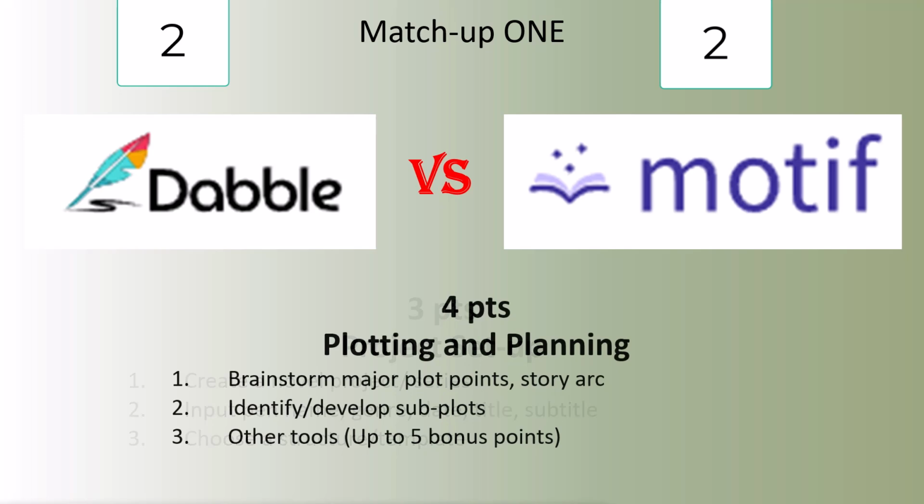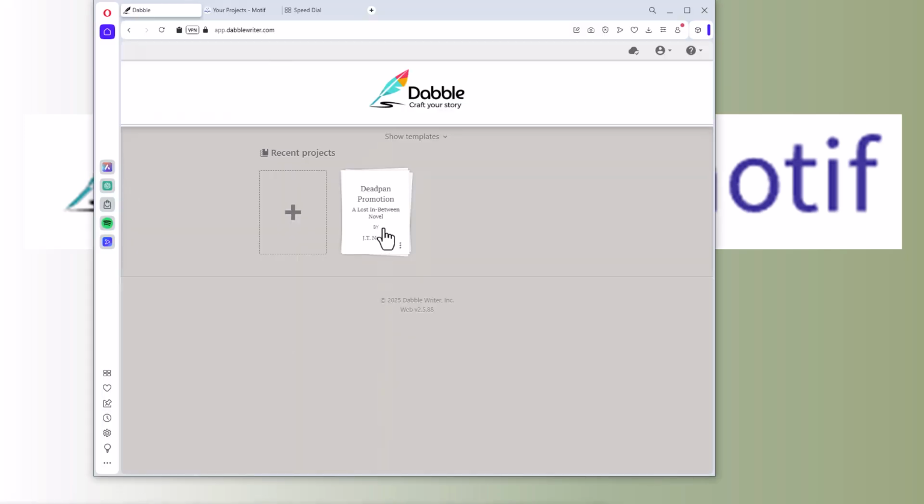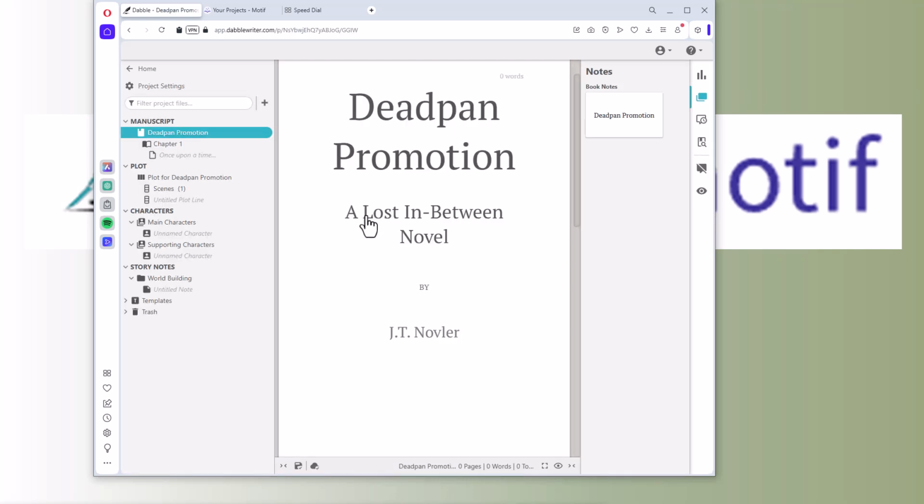And our second task here is the plotting and planning of our story, because we want to be able to now lay out our major plot points, story arcs, maybe develop some subplots, and any other tools for plotting and planning. And we're going to see what kind of tools these two programs have for that. So let's go ahead and jump back in, and we're going to look at Dabble. So we're going to go back into our story.